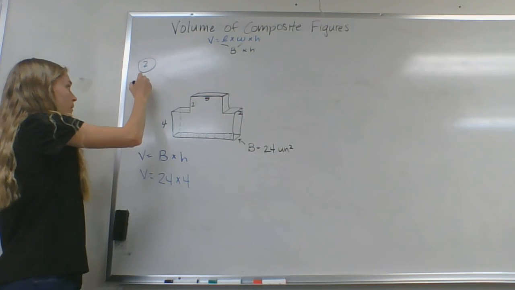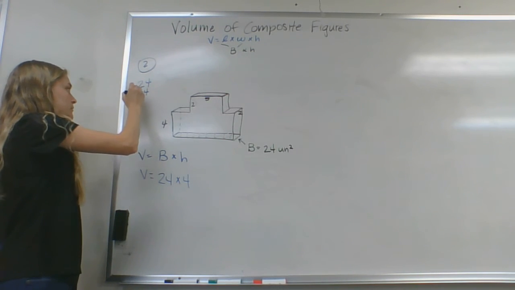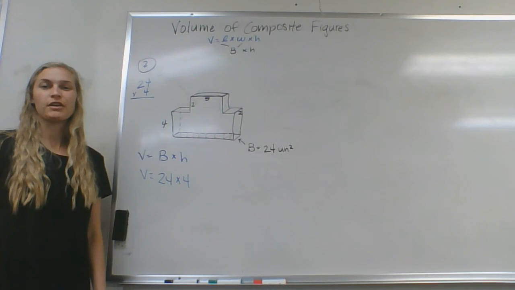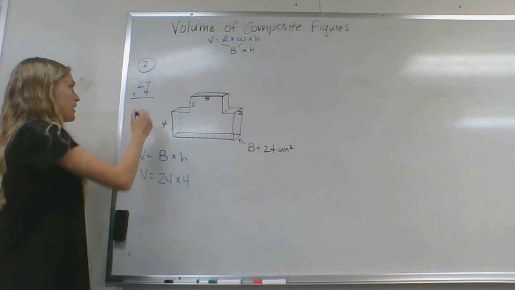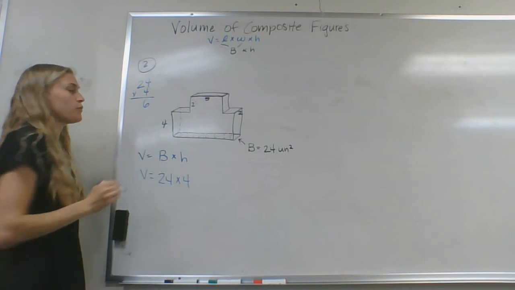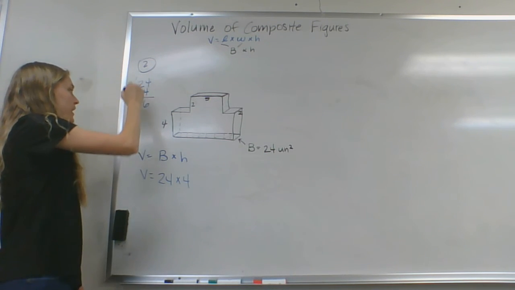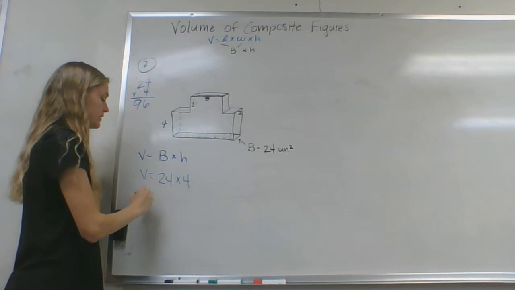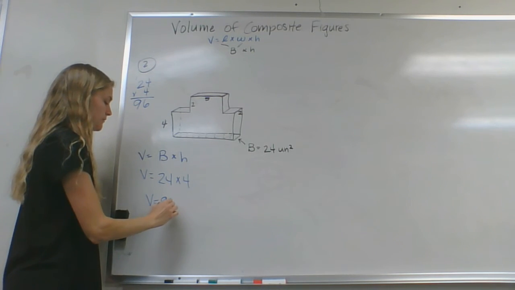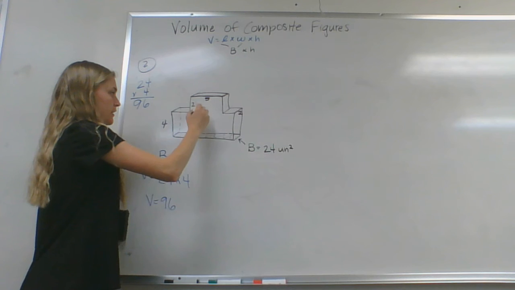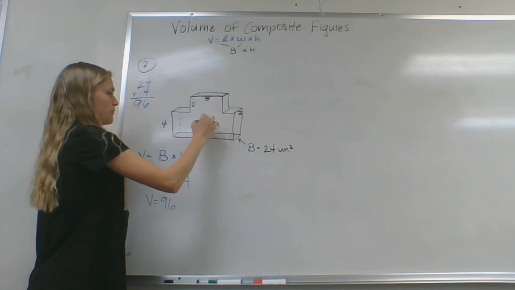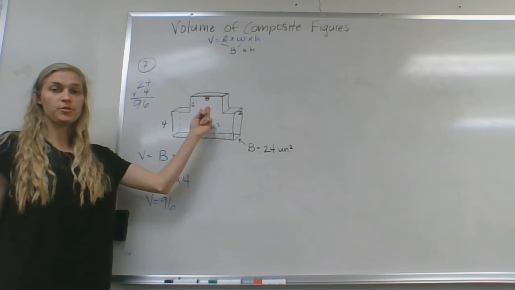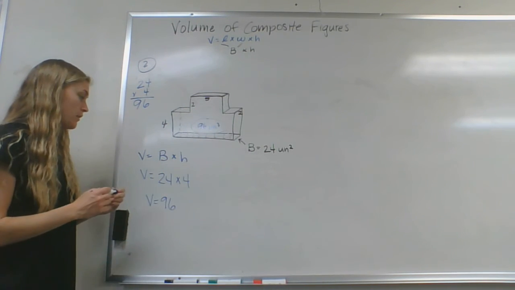Okay, so 24 times 4 might be something we have to work out to the side. Maybe you do it in your head and you think, okay, 25 times 4 is 100. And I'm going to take 4 off of that. You can do it that way too. 4 times 4 is 16. Then you get 8 and 9, so you should get 96. So this bottom one is 96 units cubed. Okay, that's this piece. We still need to find the volume of this piece to add to it.